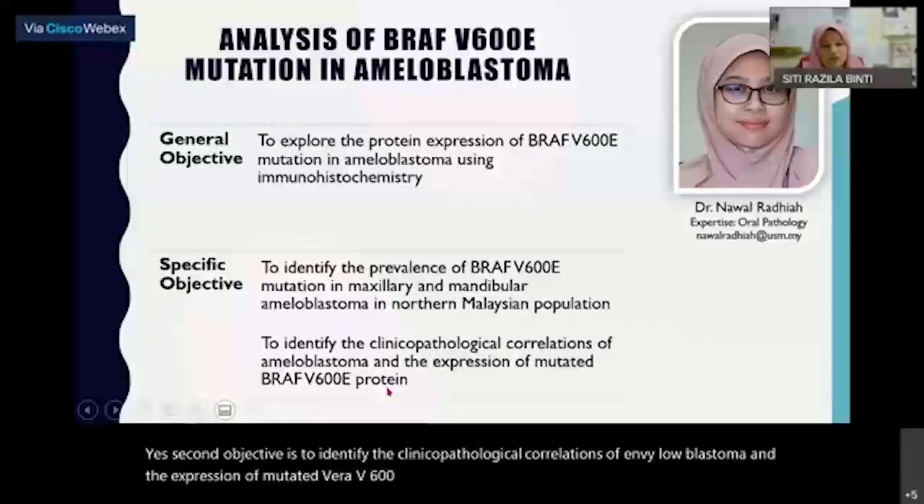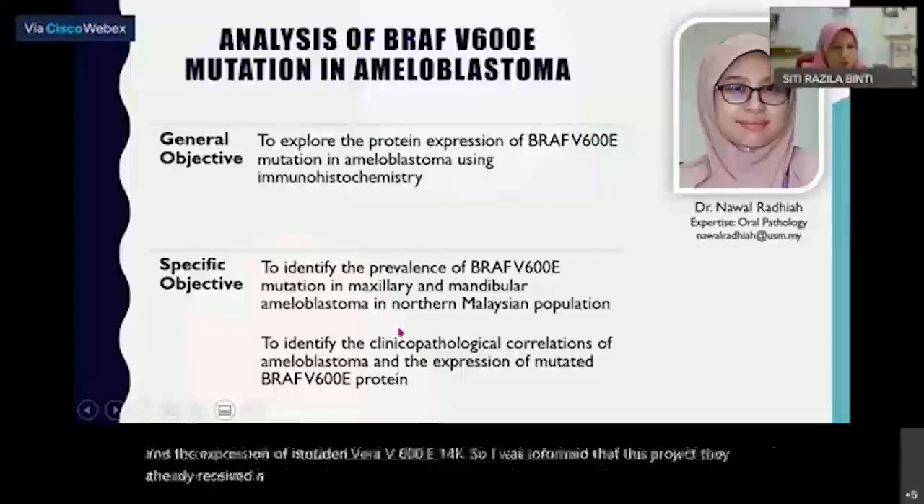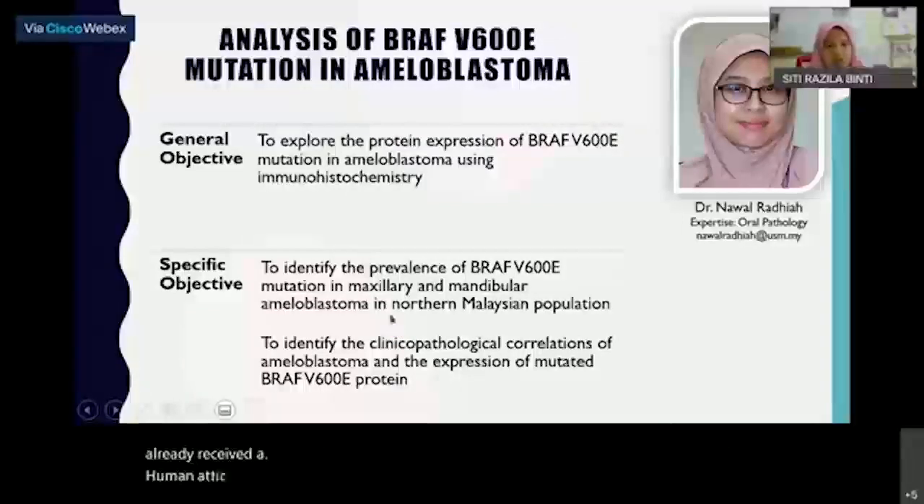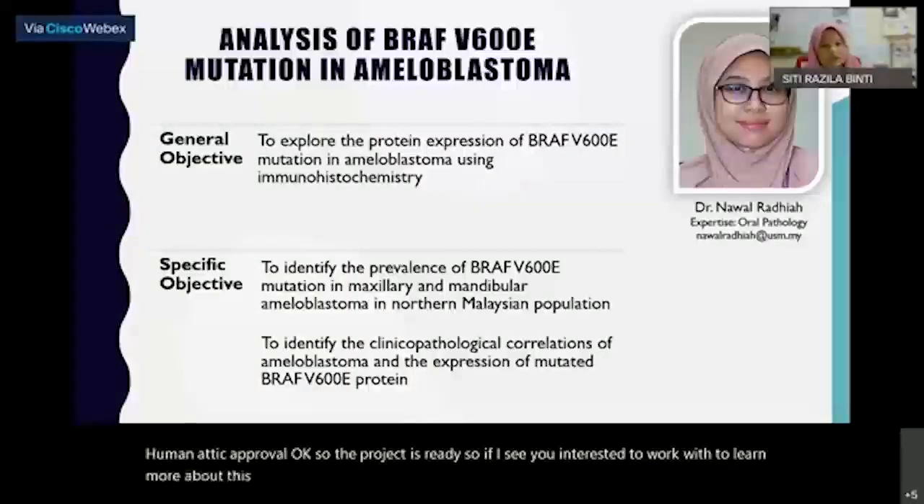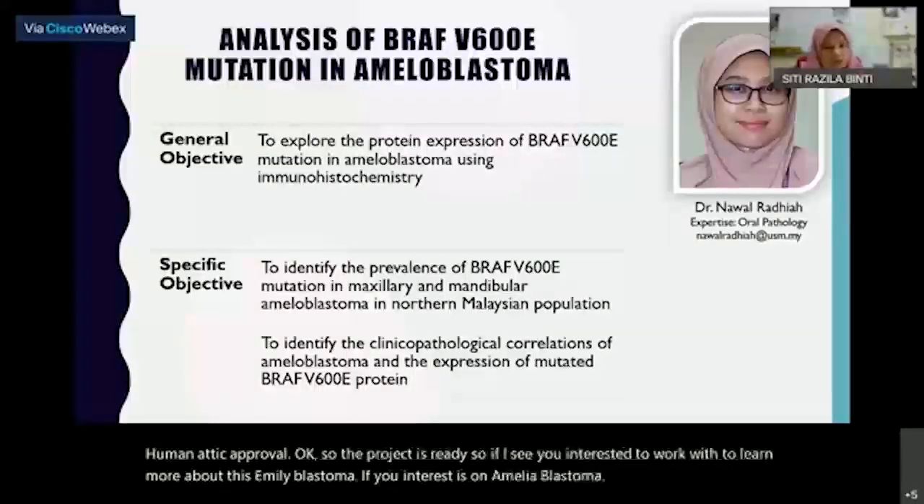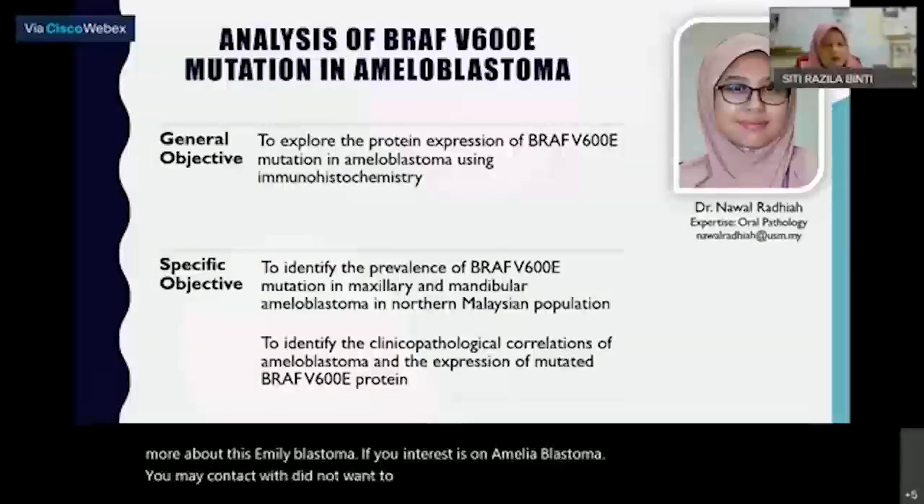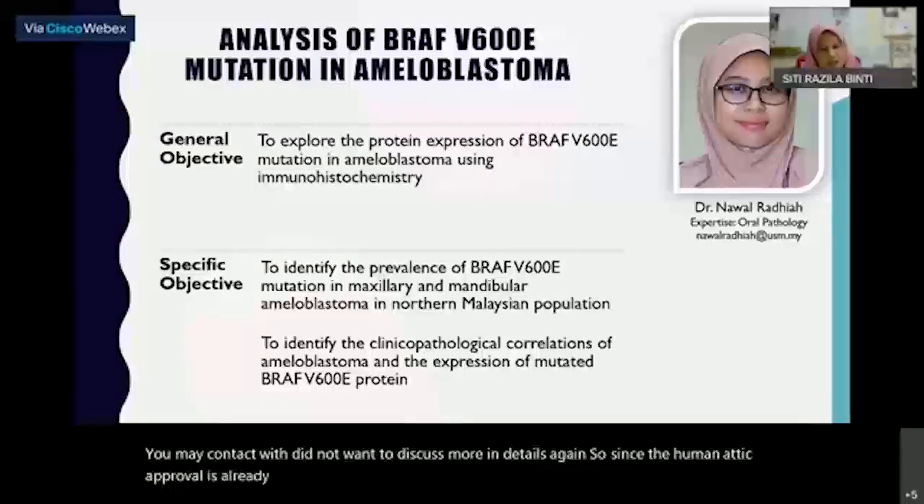I was informed that for this project, they have already received human ethics approval. So the project is ready. If you're interested to learn more about ameloblastoma, you may contact Dr. Nawal to discuss in more detail. Since the human ethics approval is already obtained, you may start the project immediately.